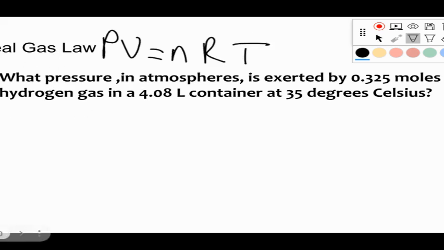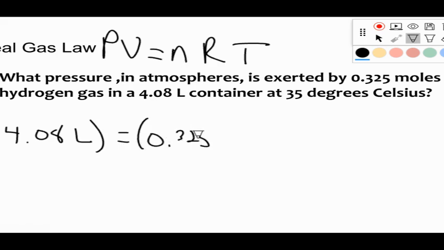It says, what is the pressure? That is the variable I'm solving for, so I'm going to just leave it as P. It tells me my volume is 4.08 liters. I know that is volume because liters is a volume unit, and in the ideal gas law, I must have it in liters. It gives me my number of moles, so I don't have to do any conversions. So my n is moles, 0.325.